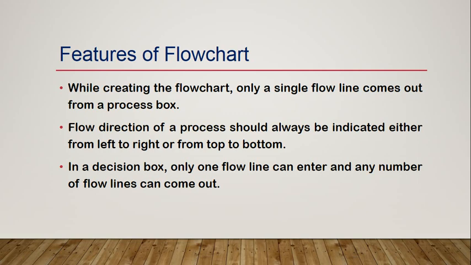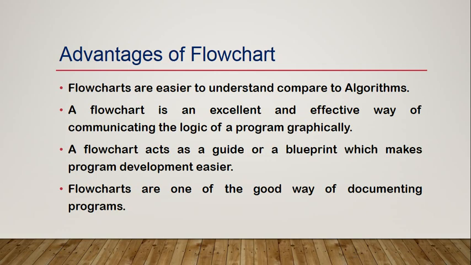When we are using the start and stop operation, that is the oval shape, only one flow line comes out from the start and enters into the stop. So no flow line will enter into the start symbol and no flow line comes out from the stop symbol. Every flowchart contains a logical start as well as an end. Like an algorithm, every algorithm has a start and an end point. So also for the flowchart, every flowchart contains a logical start and end option.